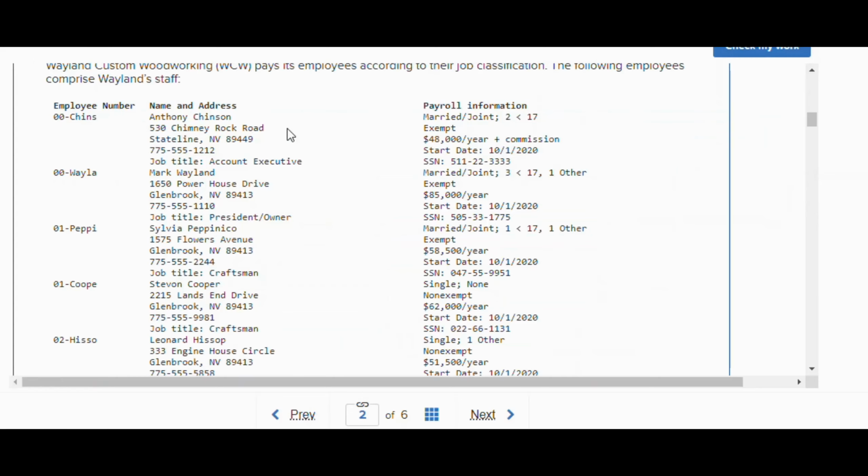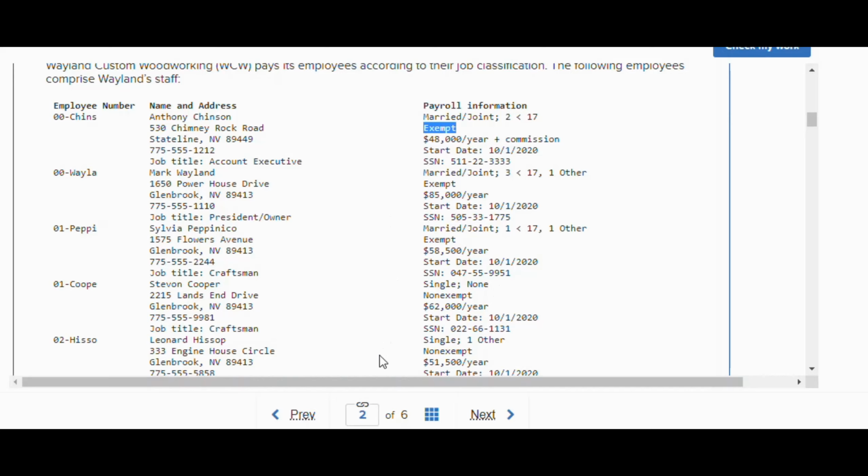For this example, we are going to focus on 2 employees. We first must look at their pay information, and this can be found in the project. We are going to focus on their salary and whether they are exempt or non-exempt. The 2 employees we are focusing on are Anthony Chinson, who earns $48,000 per year plus commission, and the commissions will be given to you per pay period, and Anthony is an exempt worker.